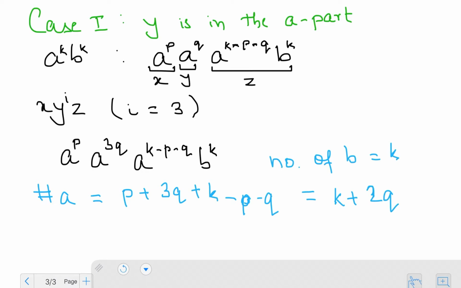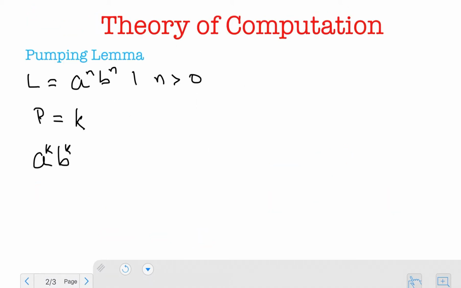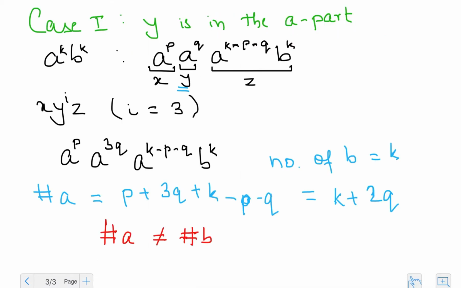And assuming q is non-zero, which is a condition of the pumping lemma itself, that y here should be of length greater than 0, so my q cannot be 0. So if q is not 0, then the number of a's that I have is not equal to the number of b's. So number of a's is not equal to number of b's, which means that this new string that I've got is not in the language a^n b^n. So that's the first case.